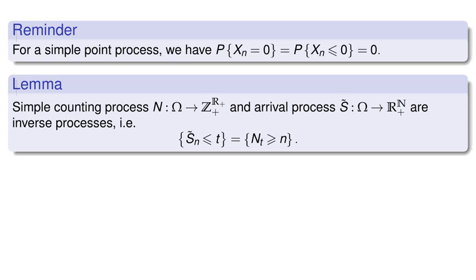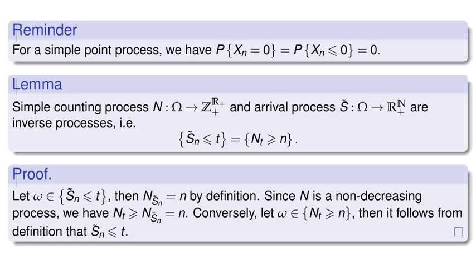We have an important lemma that connects the counting process N and the arrival process S tilde. It states that these two processes are, in a sense, inverses of each other. Specifically, the event that S tilde n is less than or equal to t is equivalent to the event that N t is greater than or equal to n.